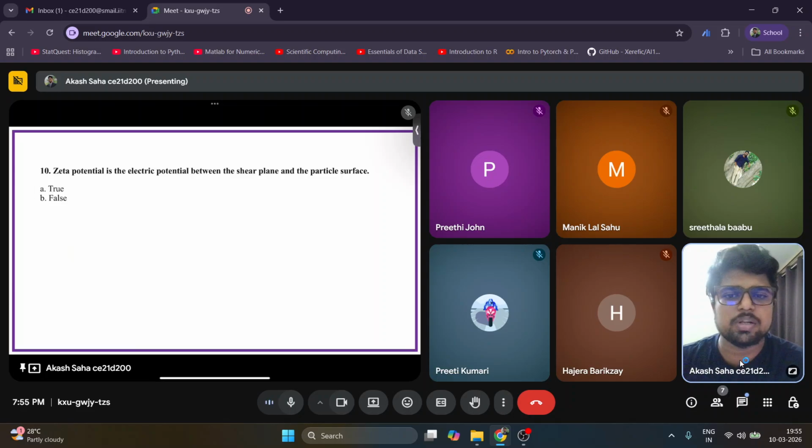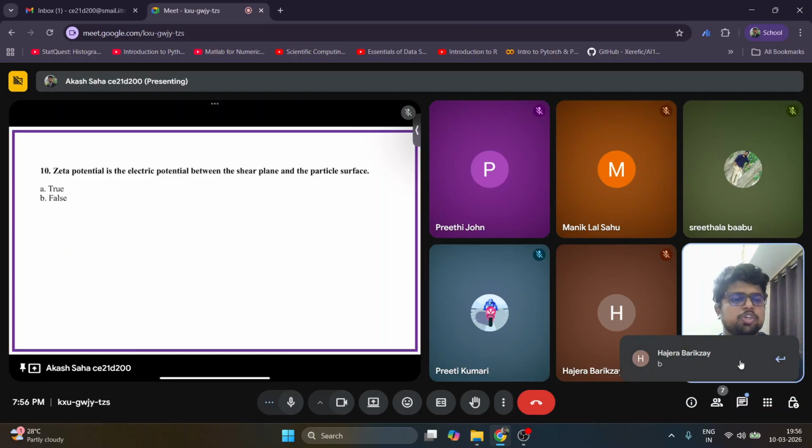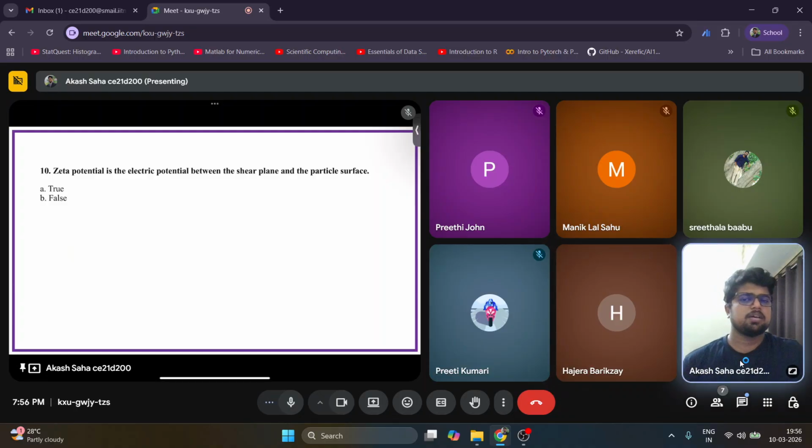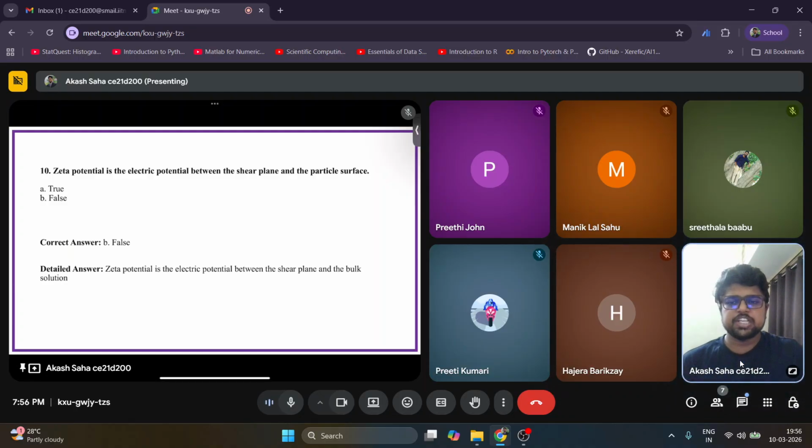Zeta potential is the electric potential between the shear plane and the particle surface. Is it true or false? False. So what should be corrected here? It's between the shear plane and the bulk solution. Yes, exactly. So this is false. It is the electric potential between the shear plane and the bulk solution. We have seen the diagram before, right? So the same thing. You can refer to the diagram again, and it is known as the zeta potential.